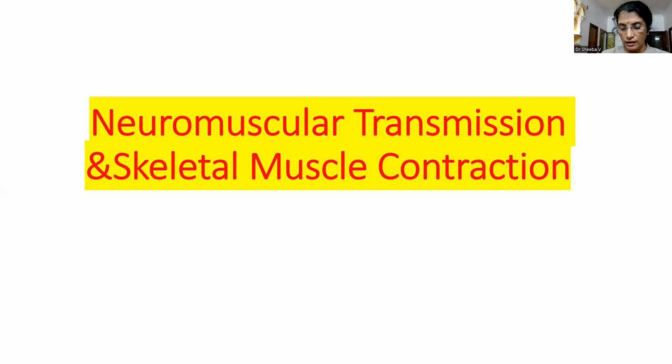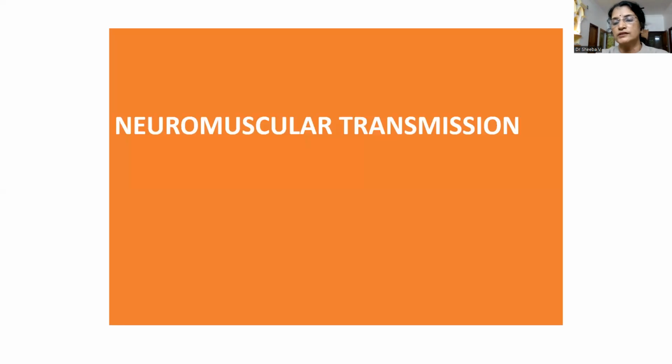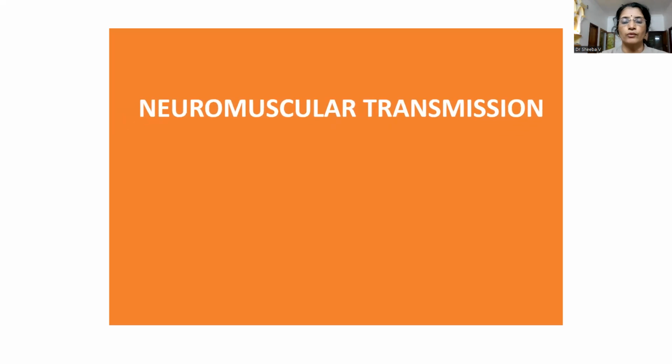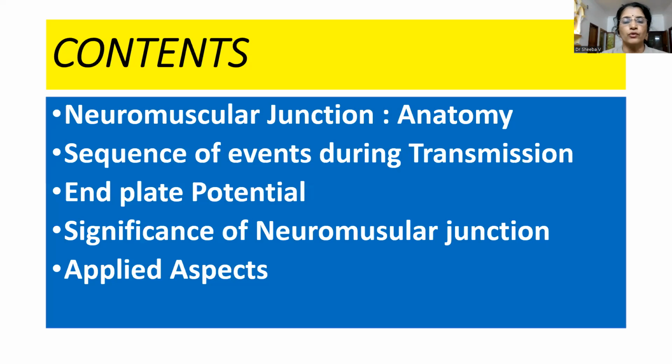First, we can see the neuromuscular transmission. What is neuromuscular transmission? Transmission of the nerve impulse from a motor neuron to skeletal muscle through the neuromuscular junction. For studying the neuromuscular transmission, first we have to know the physiological anatomy of the neuromuscular junction. What is the neuromuscular junction? It is the functional junction between a motor neuron and a skeletal muscle.